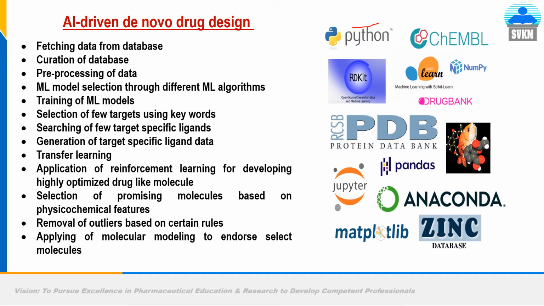Removal of outliers based on certain rules, and applying molecular modeling to endorse selected molecules, that is, you will go for molecular dynamics and all those studies to check how the drug is finding a pocket in the 3D structure of the protein. So ultimately your compound should be able to drug the receptor properly to become a successful blockbuster drug like molecule once it hits the commerce.